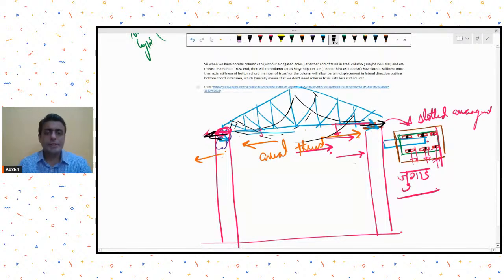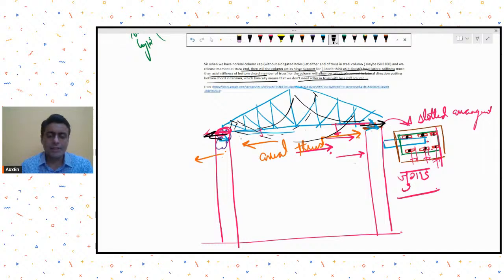So what is his question now? Then will the column act as hinge support? I don't think it has lateral stiffness more than axial stiffness, or the column will allow certain displacement, which basically means that we don't need a roller in a truss with a less stiff column. So I don't know what he's asking, or the column will allow certain displacement. I'm not sure what he's saying. I guess you got the answer.